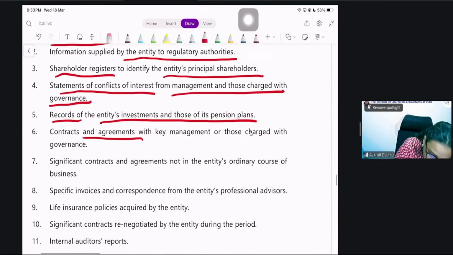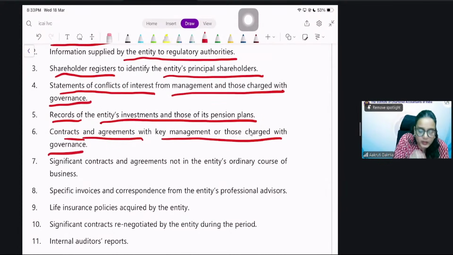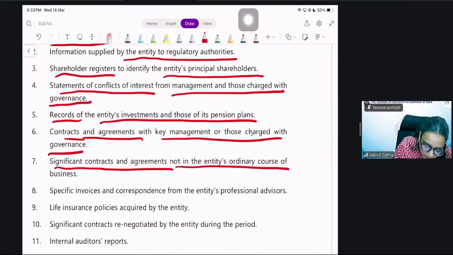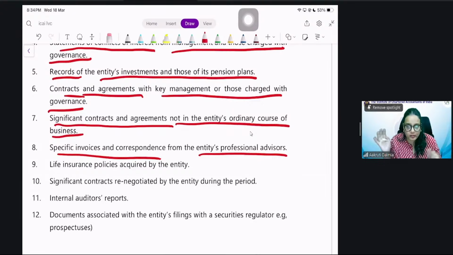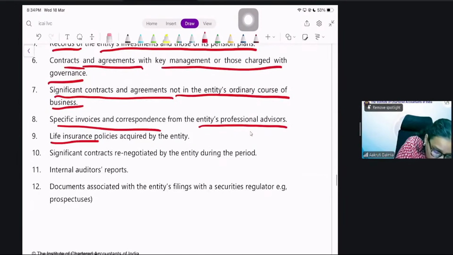Contracts and agreements with key management and TCWG, study them thoroughly. Significant contracts and agreements not in the entity's ordinary course of business, study them. Specific invoices and correspondence with professional advisors. So if you have had continuous discussion with some CA on how to show this related party transaction, from that also you can come to know that the company has some complex transactions. LIC. If the company has taken LIC on someone, it means they are a significant person.